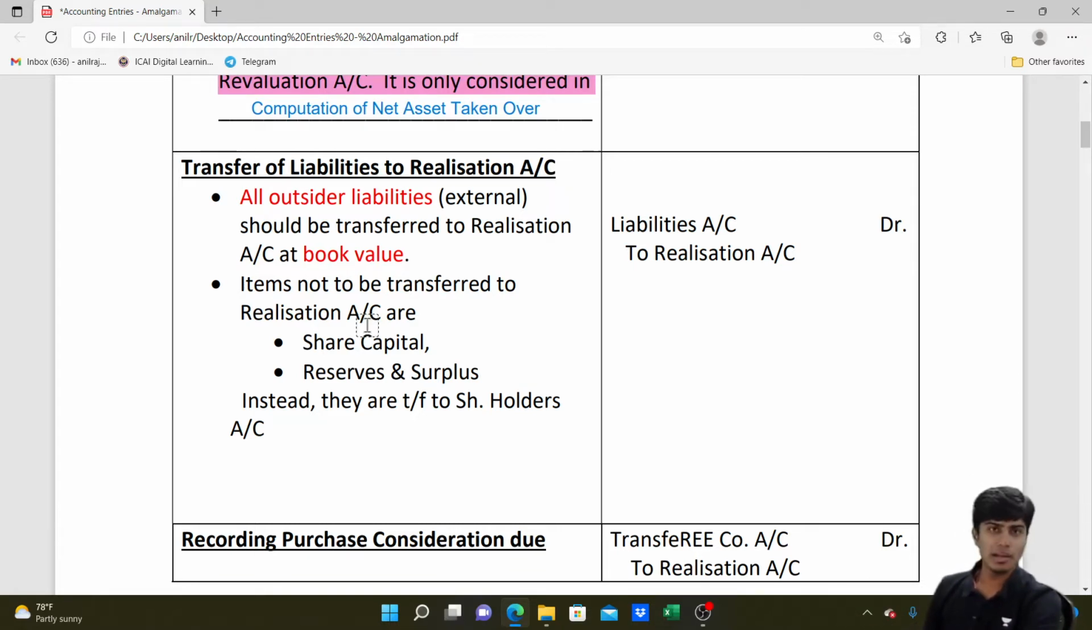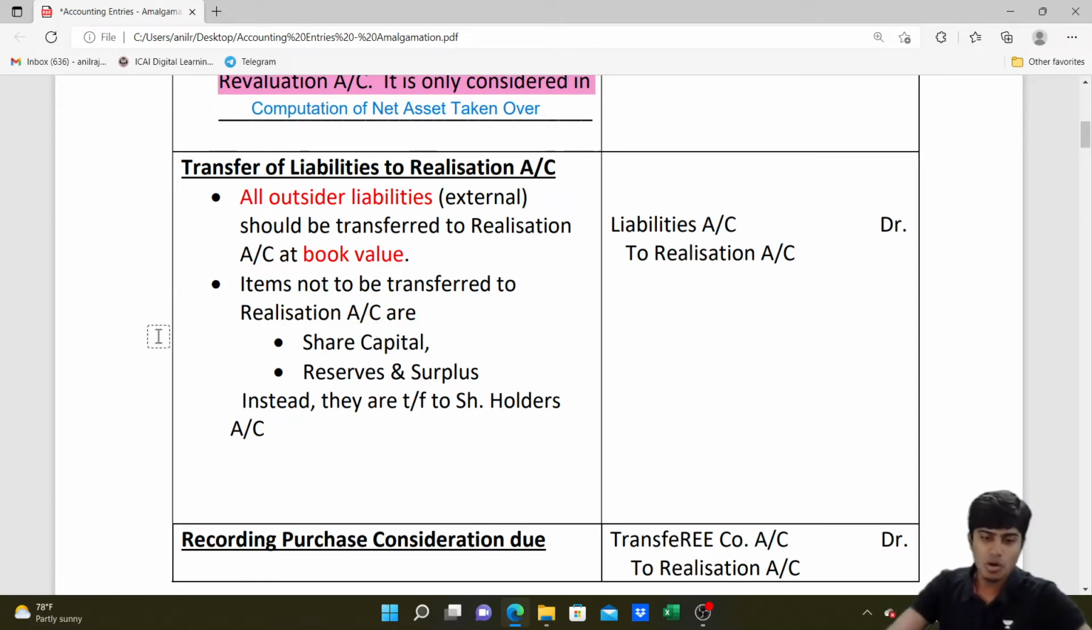We'll transfer all the liabilities, whether taken over or not, at book value, except share capital, reserves and surplus. Share capital and reserves and surplus will not be transferred to this account. It will always be adjusted in the shareholders account. We'll open one account called shareholders account to which we'll transfer all the share capital and all the reserves, including negative reserves, debit balance not written off, all that.